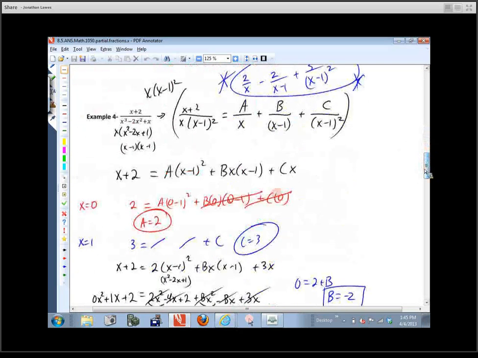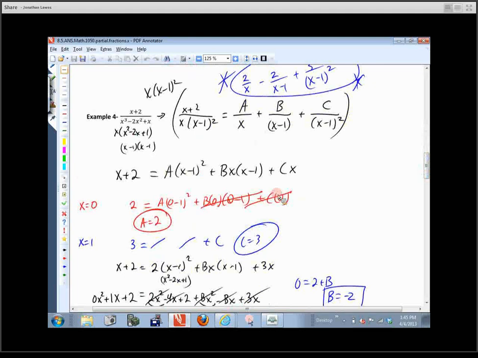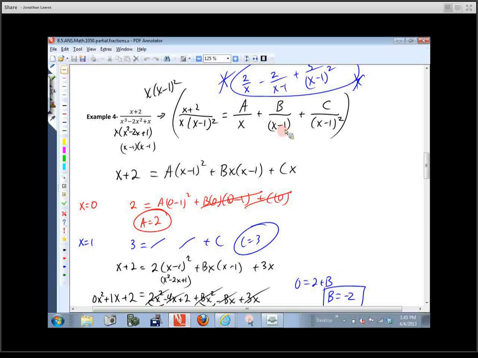We did this problem right here, which was interesting, hopefully, because this demonstrates the idea of why we have to write down a repeated linear factor. We have to write it with a power of 1, and we have to write it with a power of 2. We're basically saving a place for that if it was there. Remember the starter question yesterday? Yeah.